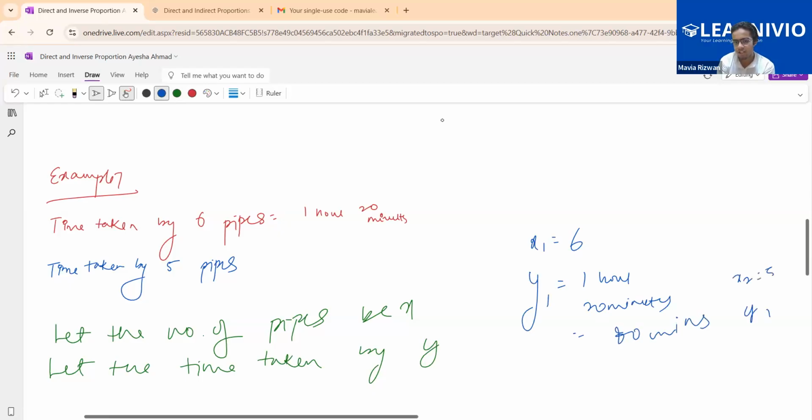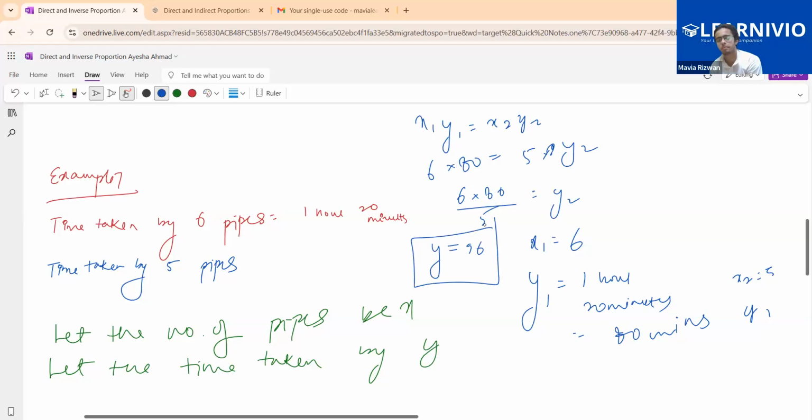So x1 into y1 is equal to x2 into y2. 6 into 80 is equal to 5 into y2. So now 6 into 80 by 5 is equal to y2. Yes, Aisha, it is 96. Y2 is coming 96. How did you find that out? Sir, by that formula. This formula only, right? Yes, sir. Great.